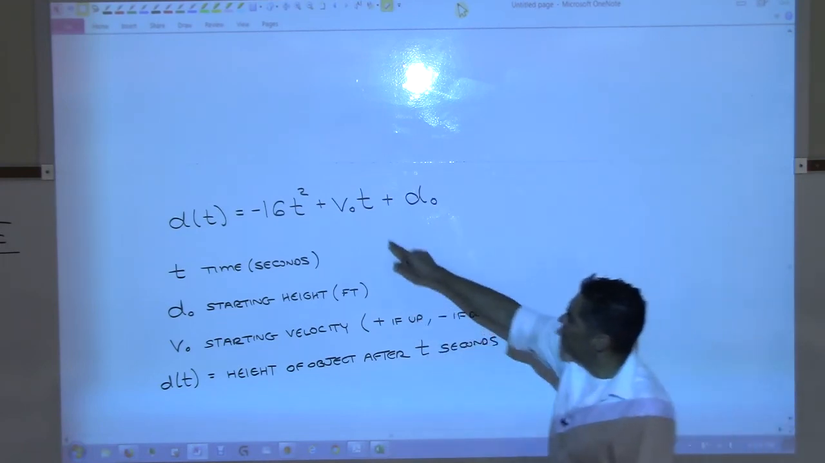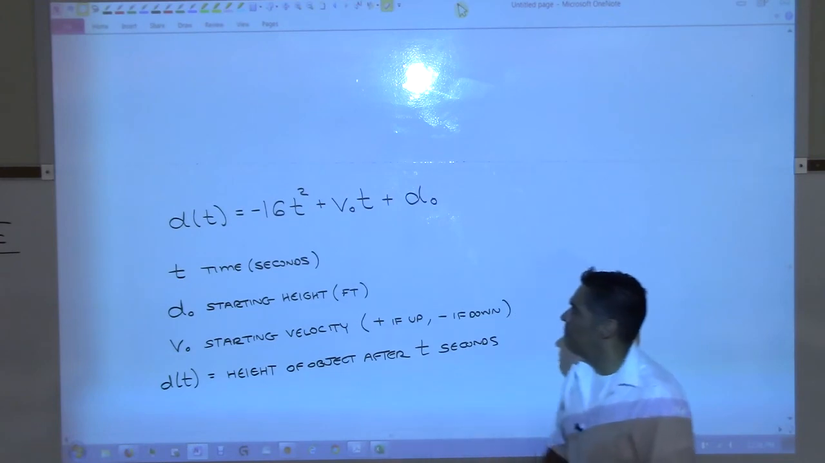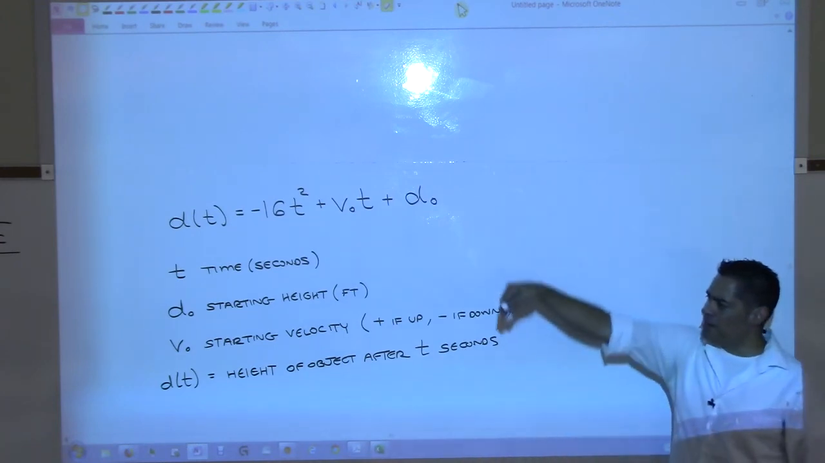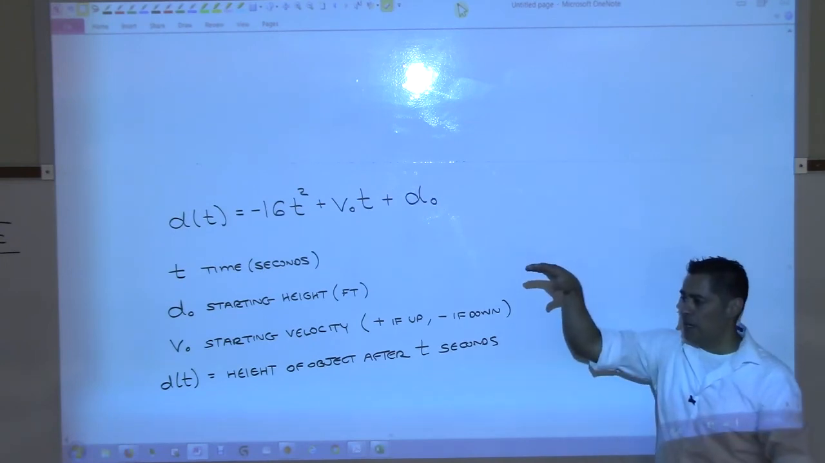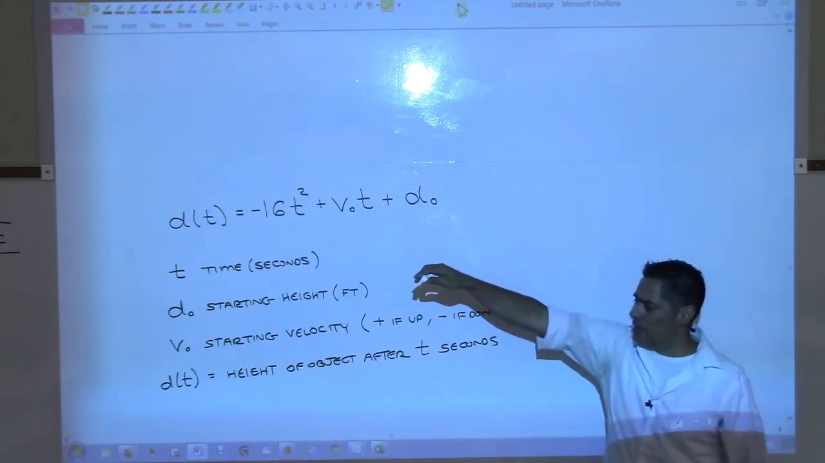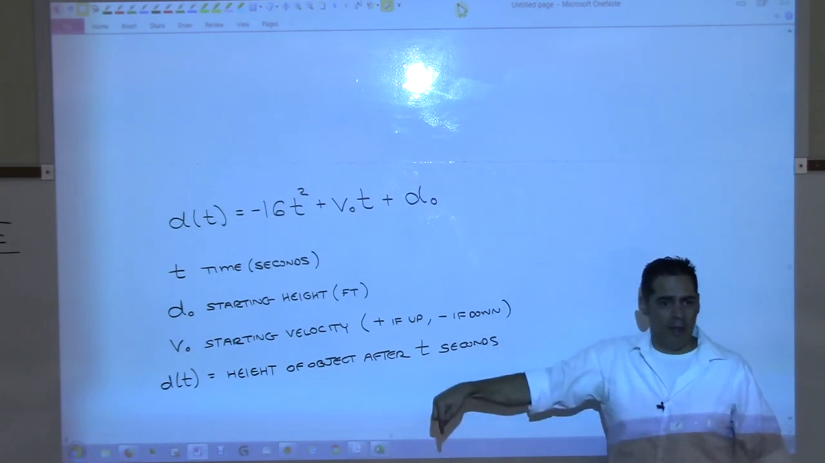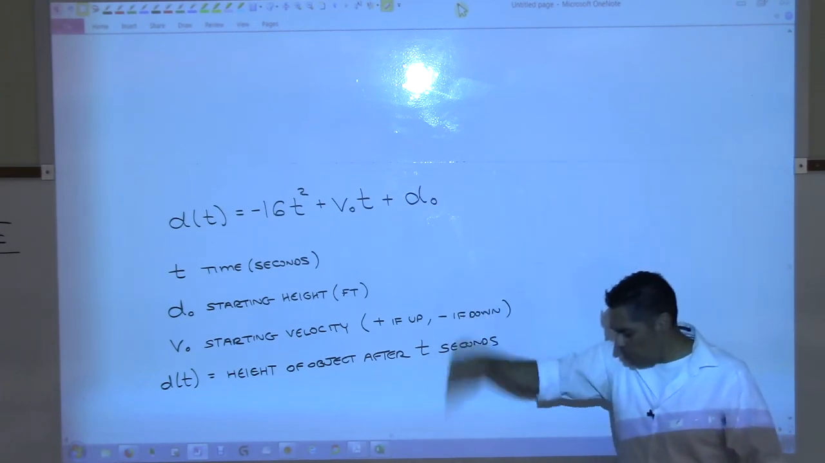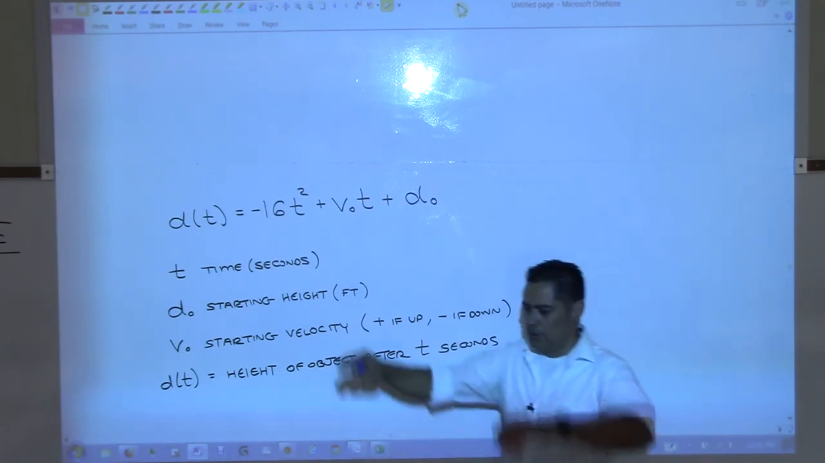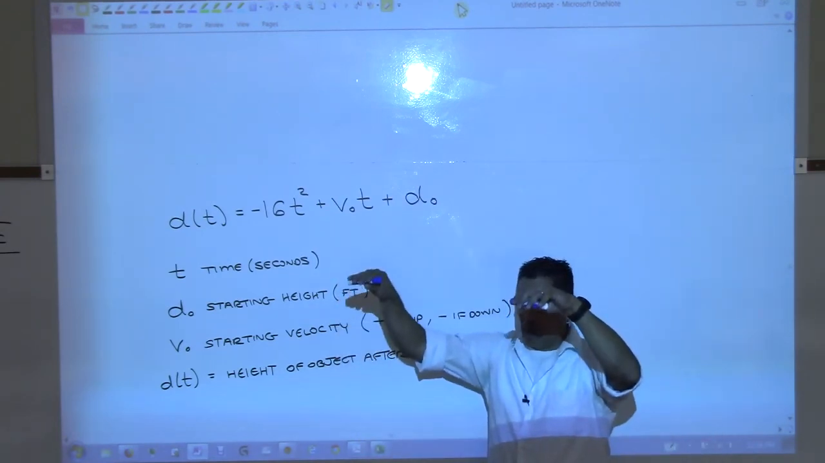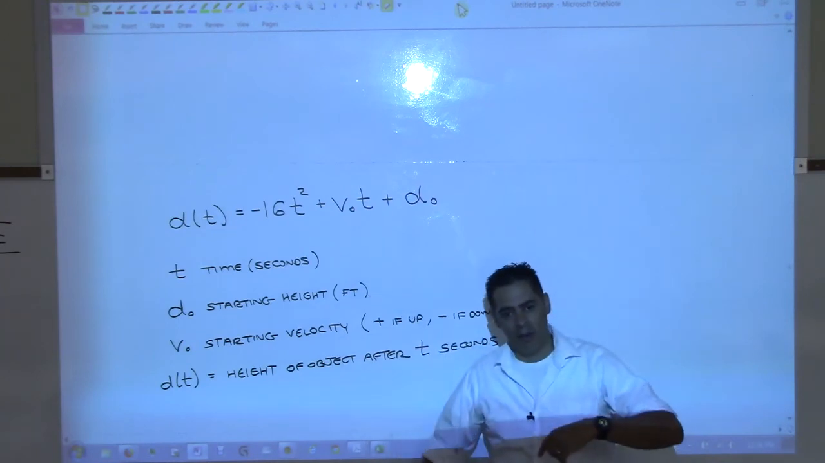Now the V naught, this part's the part that messes people up. So if I just drop the object, then I'm not giving it any speed, as opposed to me doing this. See how I threw that one down? Right? If I throw it down, it's obviously going to get to the ground faster, isn't it? Let me do it again. I'm going to drop this one, I'm going to throw this one. So that one got there faster.